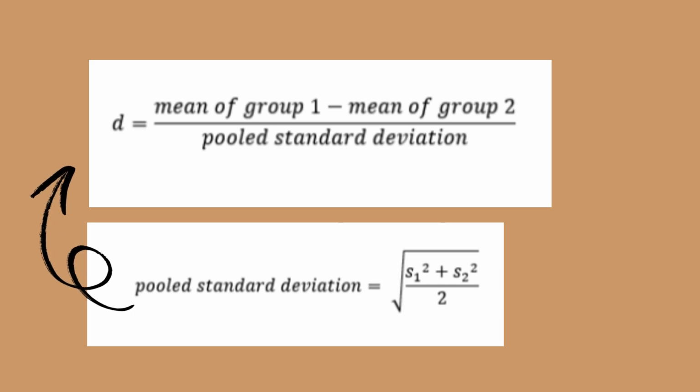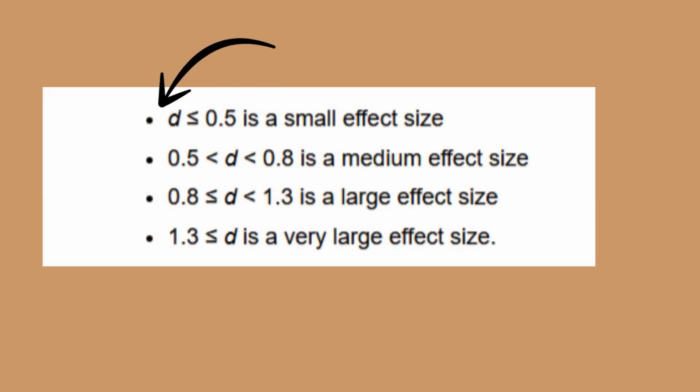Then, Cohen's d is found by dividing the difference between the two averages by the average spread of both groups, called the pooled standard deviation. d equals 0.2 means small difference, d equals 0.5 means medium difference, d equals 0.8 or more means large difference.